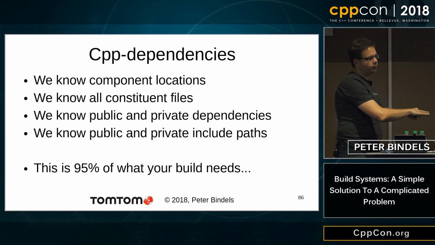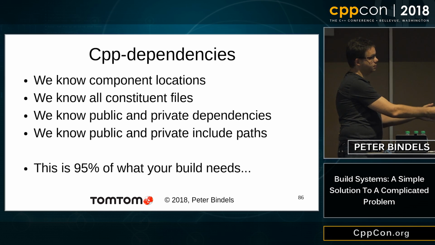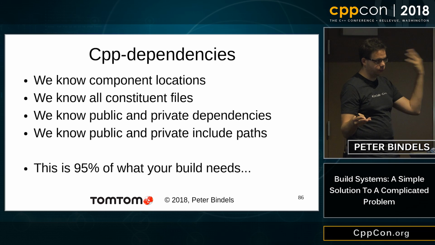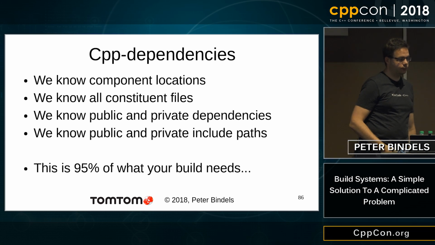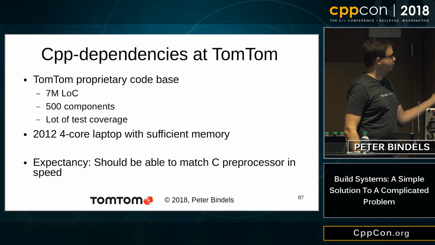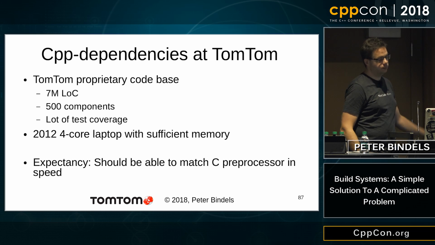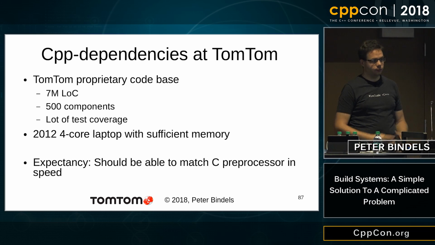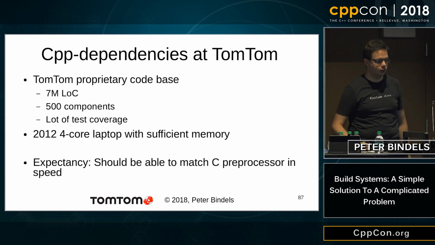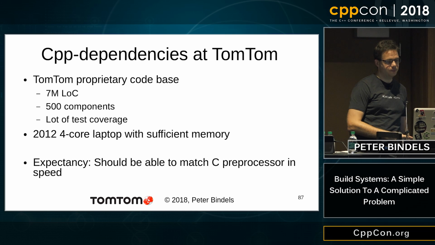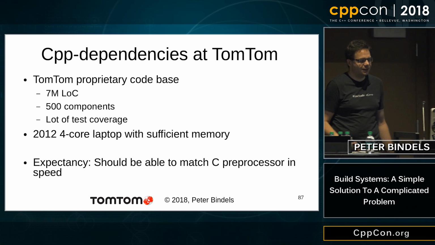But if you have this 95% and you can automate that, that means you're just modifying the 5% that needs somebody with intelligence, with skill to look at it. So we started to use it on our code base. We have about 7 million lines of code, 500 components, a whole ton of test coverage, and that's good. And I've tested it on a 2012 4-core laptop with a whole ton of memory, because I'm reading all the code. And the expectancy is I should be able to at least sort of match the C preprocessor. If I can't do that, that's just slow.